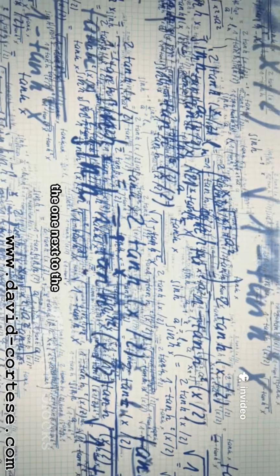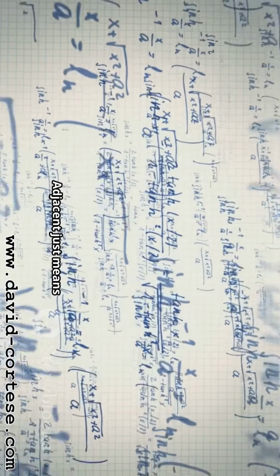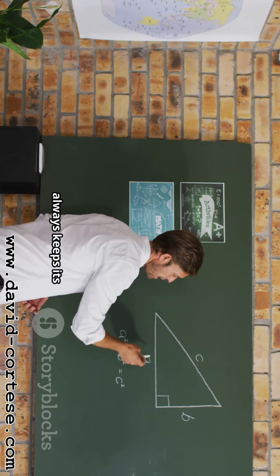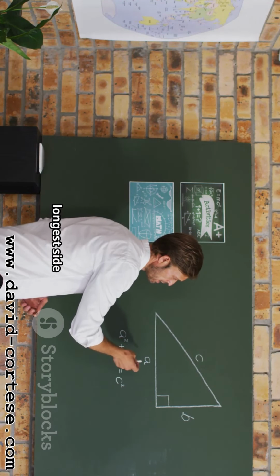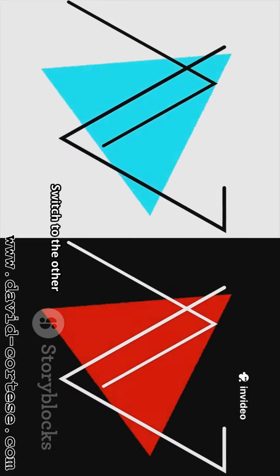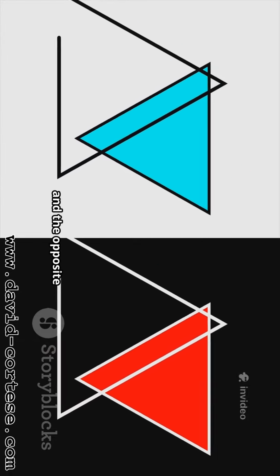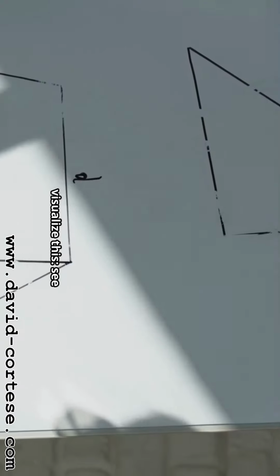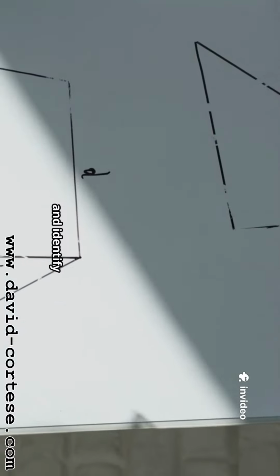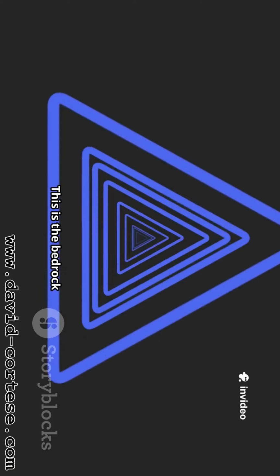The other leg, the one next to the angle and forming it, is the adjacent side. Adjacent just means next to. The hypotenuse always keeps its name. It's the longest side opposite the right angle. Remember, opposite and adjacent depend on which acute angle you choose. Switch to the other acute angle, and the opposite becomes adjacent, and adjacent becomes opposite. Take a moment to visualize this. See the triangle, pick an angle, and identify opposite and adjacent. This is the bedrock on which we will build everything else.